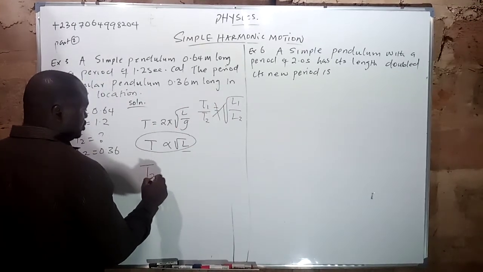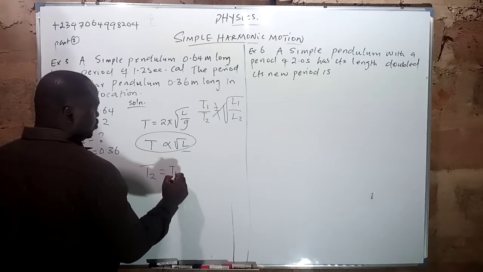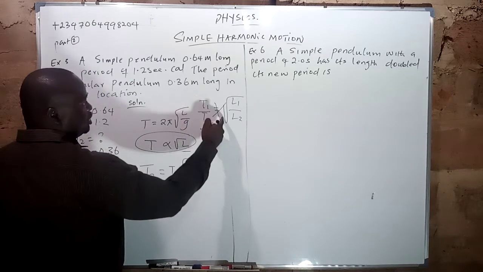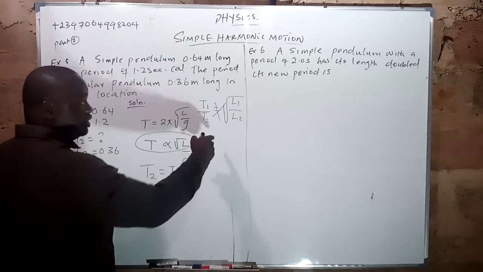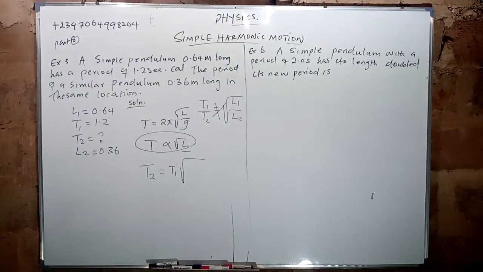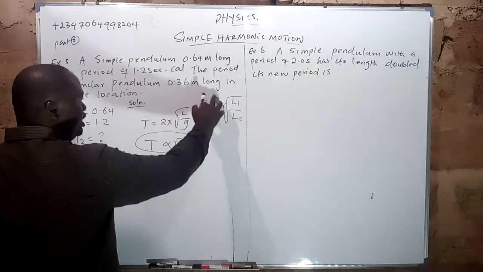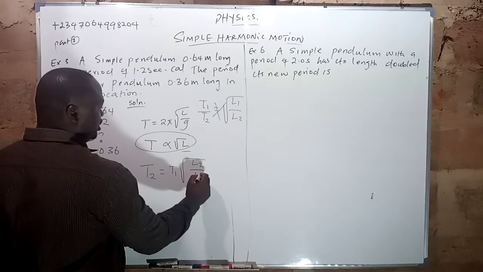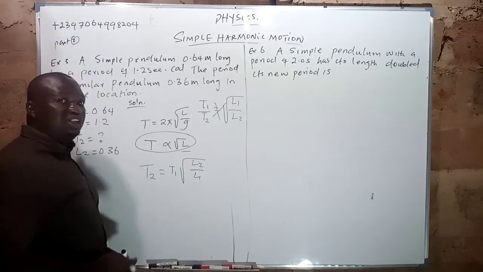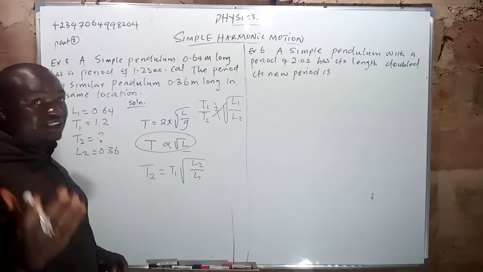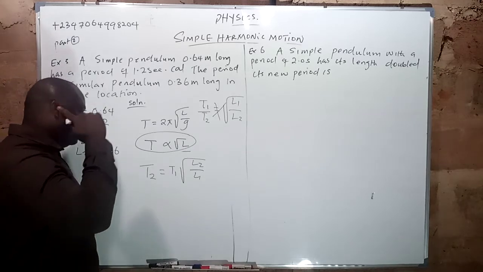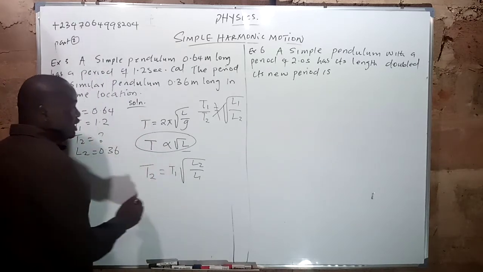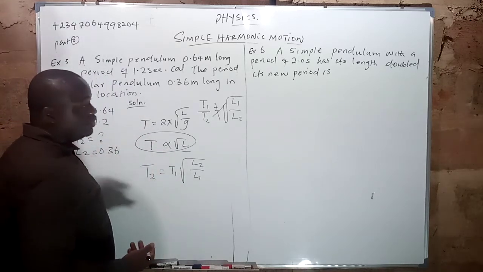And so T2 will be T1, and this will come to this place. Are you seeing it? I want to make T2 the subject of the formula. So if you make T2 the subject, this will invert, and you have root of L2 over L1. I don't want to go into the details of subject of formula; it's on our channel because you're having problems with it. So all you need to do right now is insert this into the equation, and the answer will flow naturally.